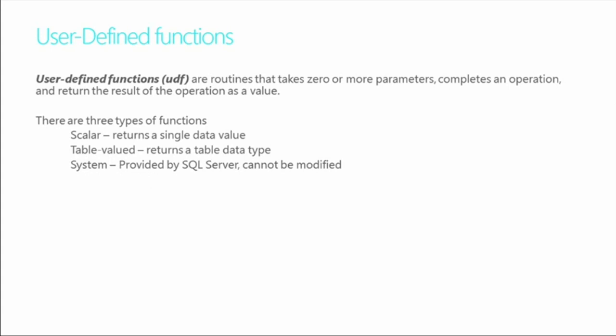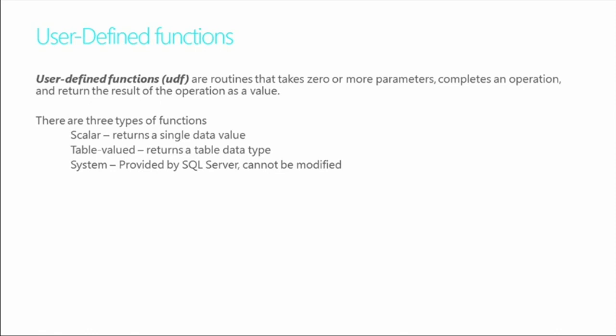These are routines that also can take parameters. It completes a specific operation and returns the result of that operation. And there's a few different types, and we'll see at least a couple of these as we go through some of our demonstration between this module and the next module. But we have a scalar function, which is going to return a single value. So we're going to see, for instance, I want to know the average cost of something. So it can return that information to me.